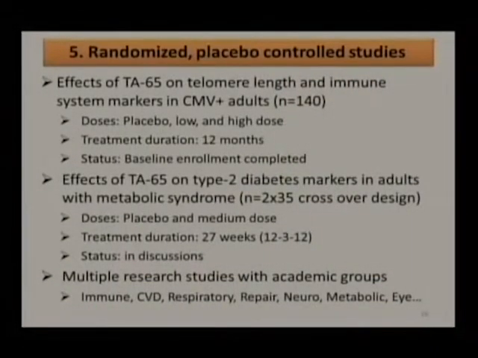Okay, and then in terms of the future, Noel is taking what is actually fairly uncommon for dietary supplement companies, especially small ones, to actually support randomized placebo-controlled studies. And Noel and his team, I think if Sarah Murphy is here, she's the one that's leading the effort to get these off the ground. There is a study that's going on already, baseline group enrolled. This is the effect of TA65 on telomere length and immune system markers in CMV-positive adults, 140 individuals. So it's sufficiently powered, and it's modeled after the observations that we had from the earlier study.